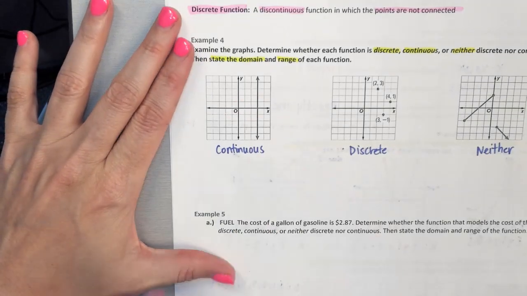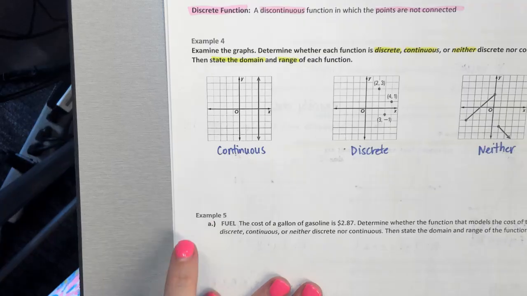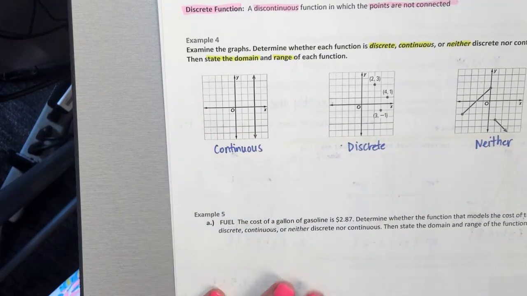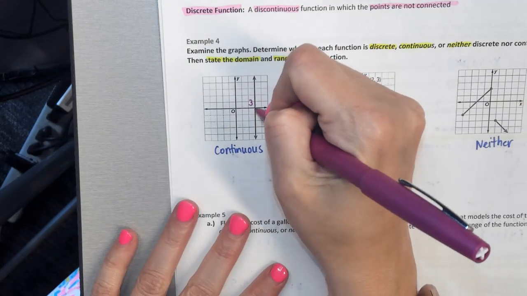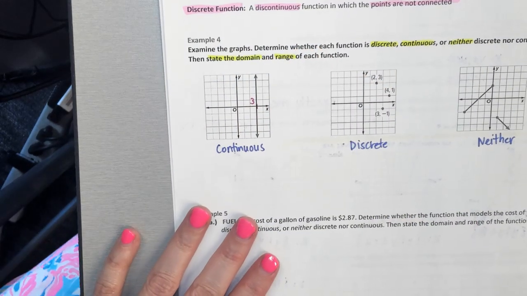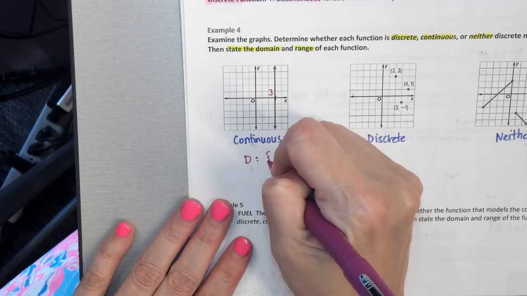So if it is continuous and it is a vertical line, there is actually only one x value. What is the x value in this graph? 3. So when you plug in 3, you're going to have all of these different y values. So the domain for this is just 3.